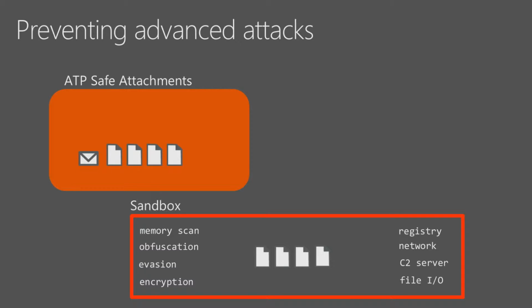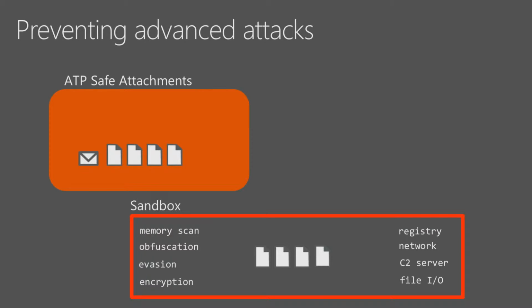We look at what's going on in the memory. We look at attempts to obfuscate; typically it's macro or script that they're obfuscating. We look at evasion attempts. A lot of times bad guys will try to write their malware to detect when it's inside of a virtual environment and not run, so they can avoid this type of detection.